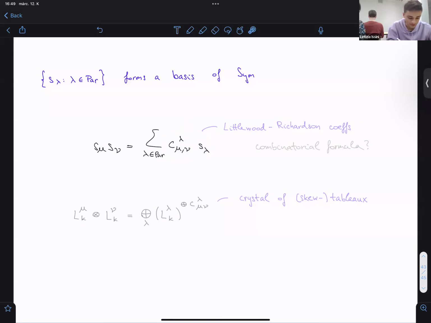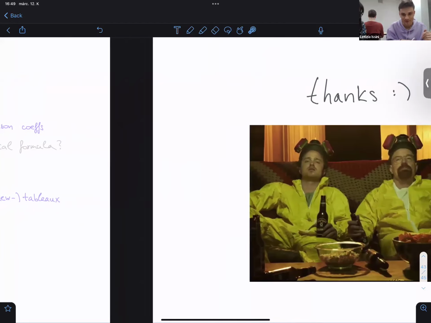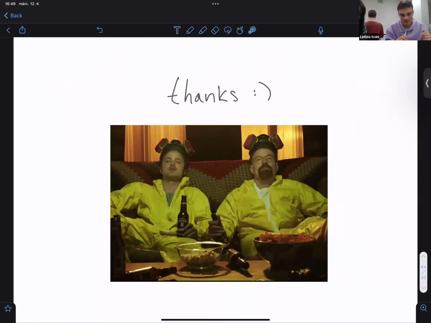And representation theoretically, this would mean that we're looking at the tensor product of two irreducible representations, and we would like to expand it in terms of irreducibles and find a multiplicity. And this is one problem that can be solved via the crystal of Tableau. And here the intrinsic description of the tensor product would be quite important. But I guess I would like to stop here because the proof is quite cumbersome. So thank you so much for listening to my talk.